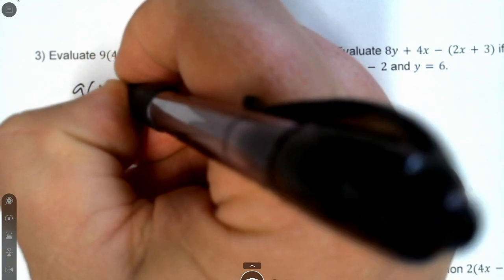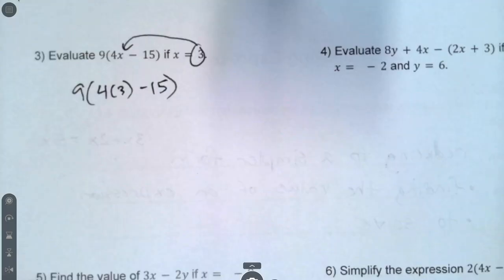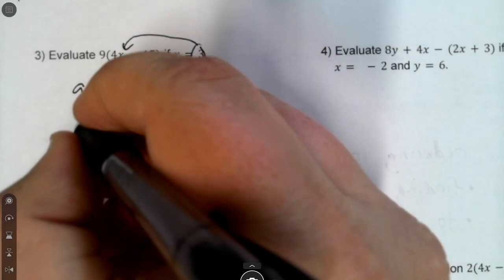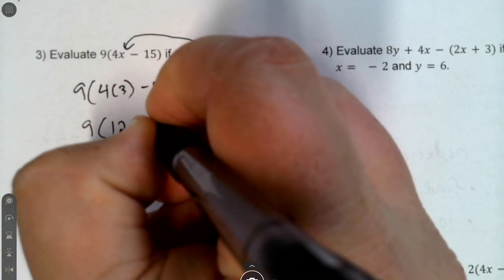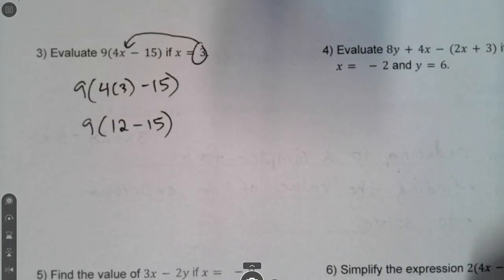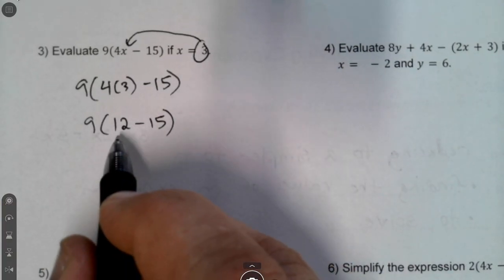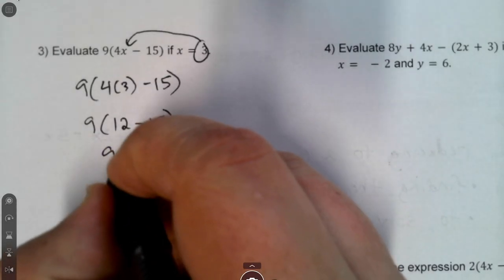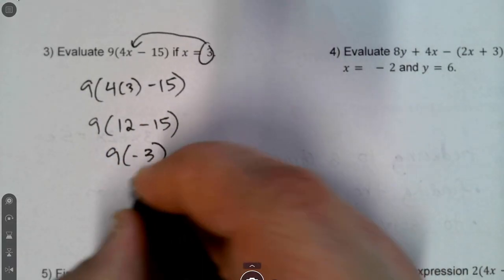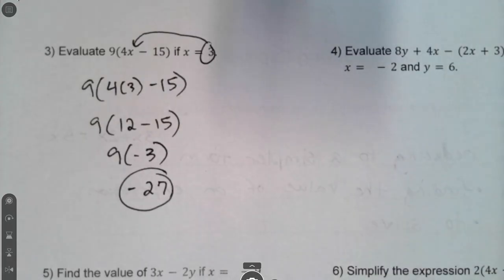Okay, same process on the back. I need to this time plug in 3 for x. So I get 9 times 4 times 3 minus 15. 4 times 3 is 12. So I do that first because it's inside the parentheses and we're multiplying. Then inside the parentheses I do 12 minus 15, which is -3. 9 times -3 is -27.